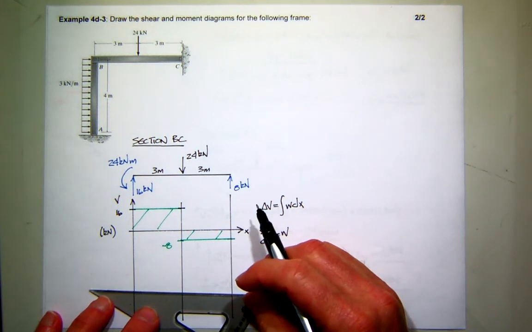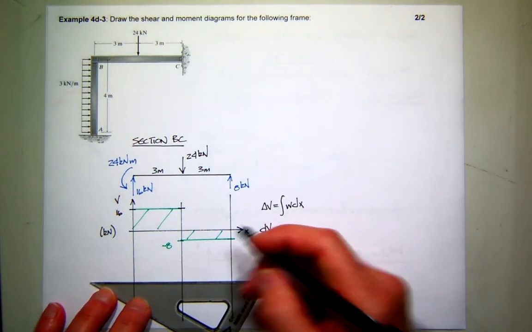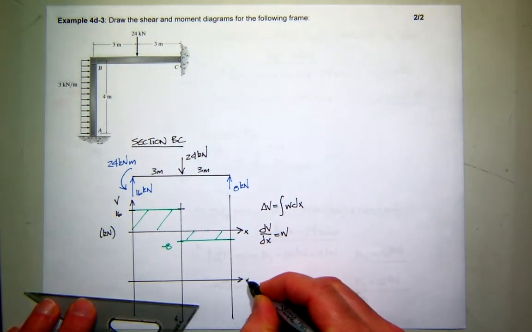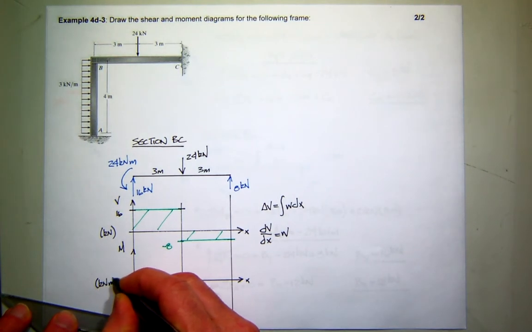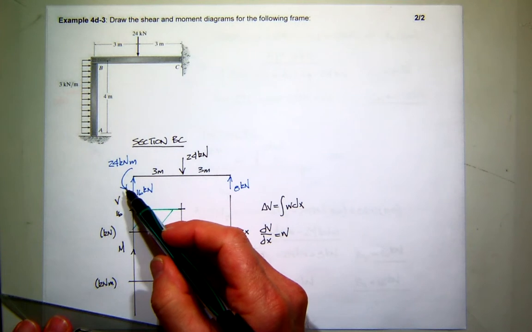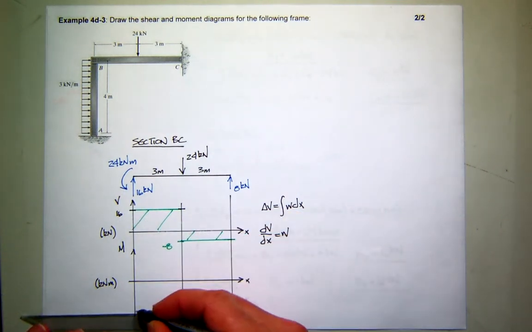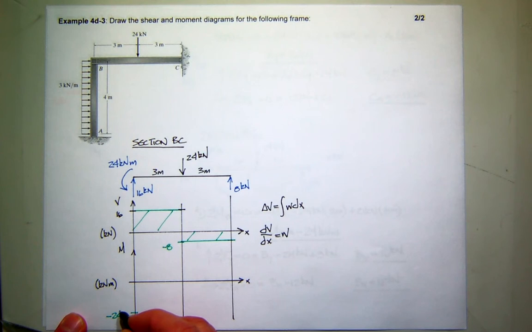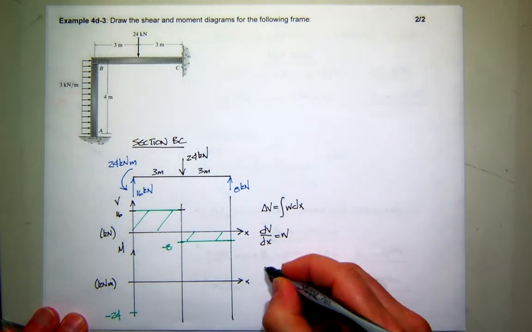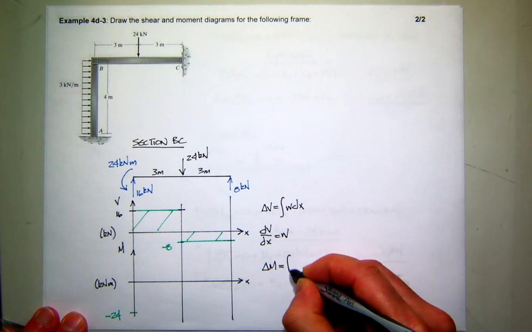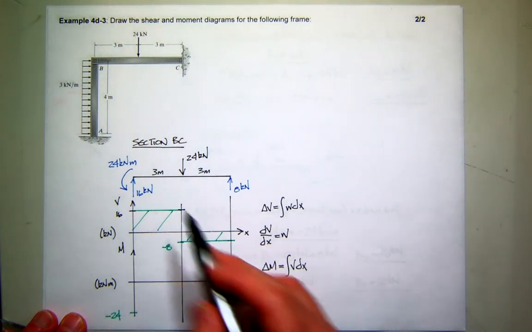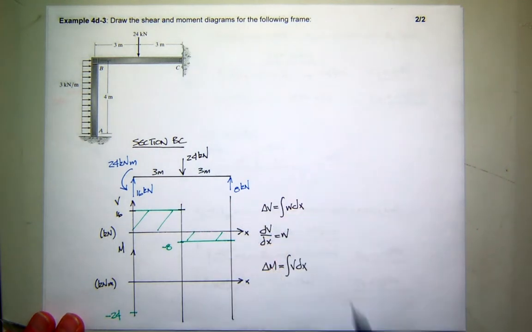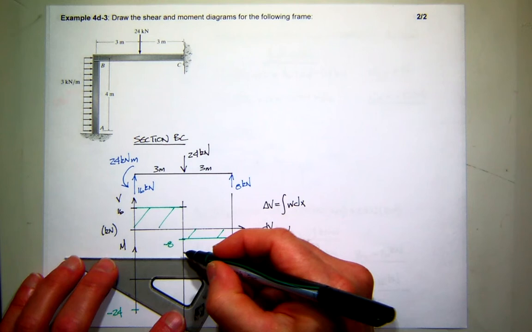All right, so now let's draw the moment diagram. All these values will be kilonewton meters. So we're going to start with a moment of what? Negative 24. And we know that the change in moment is the area under the shear diagram. So what is the area under the shear diagram? 16 times 3, 48. Is that 48? So that's a positive 48. So negative 24 plus 48 brings me to 24.